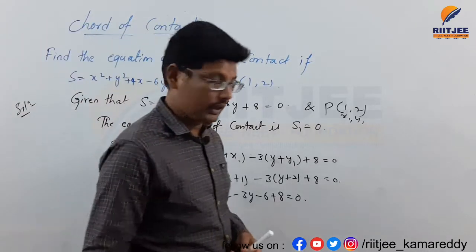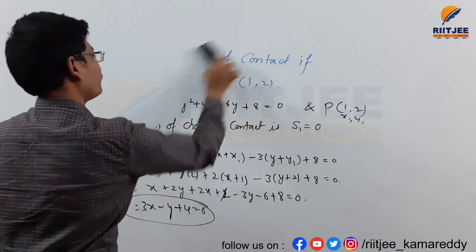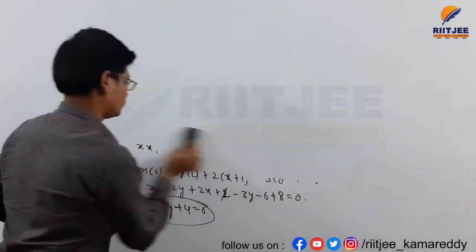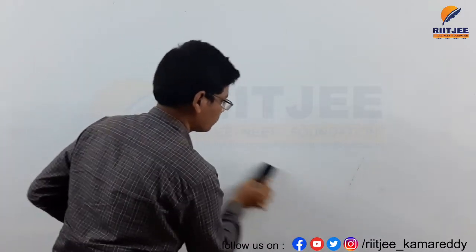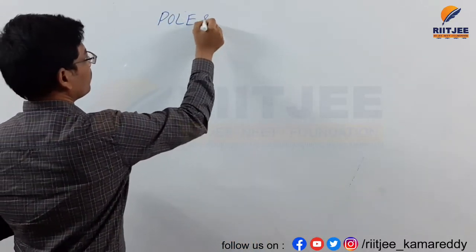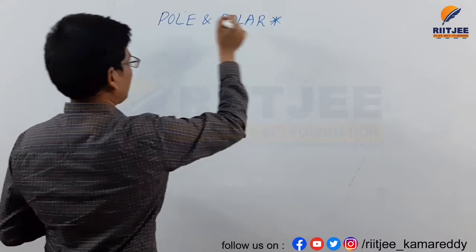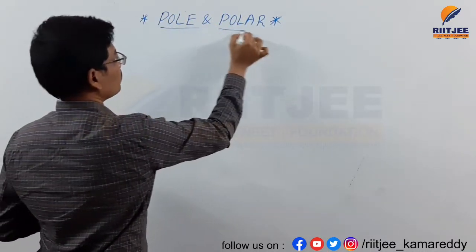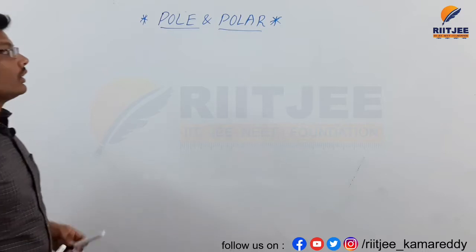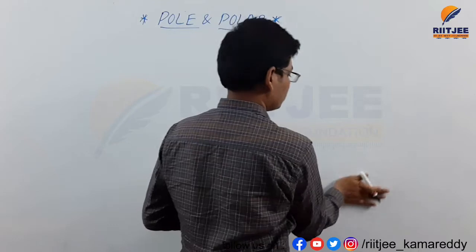And the next topic, the most important topic, is pole and polar. Pole and polar here. Before finding the pole and polar, let us draw a circle here.